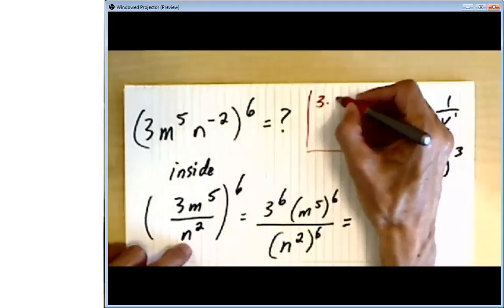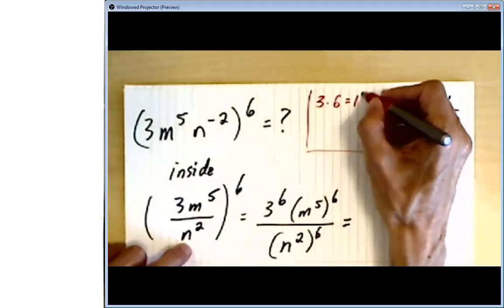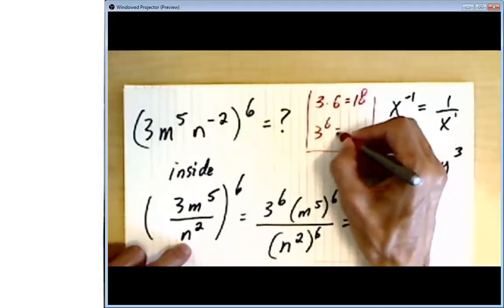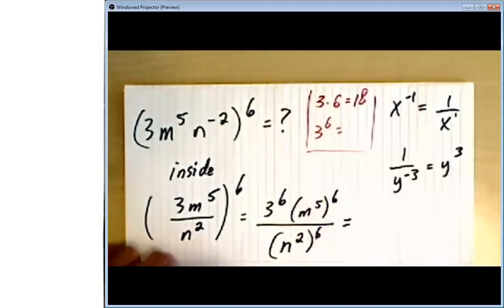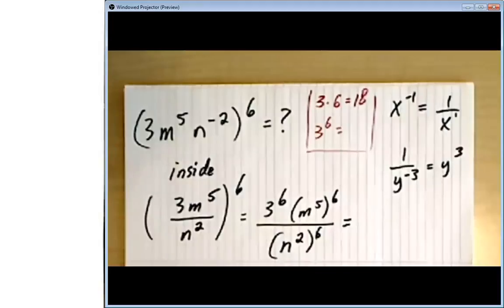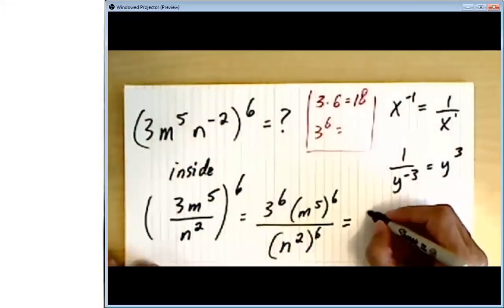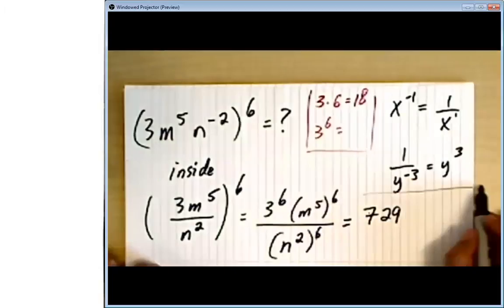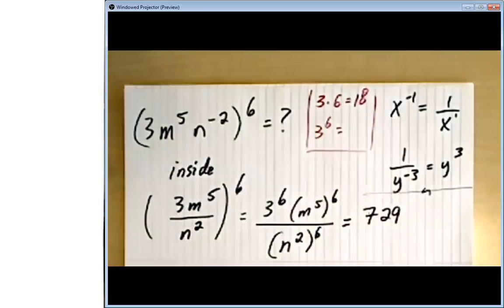3 times 6, that's 18, and the power of 6. Oh, okay. 3 to the power of 6 is, yeah, I don't know, too big for my brain. So, 729. Do we have that number earlier today? Yeah, 729. Funny we did. How about that? Good work. So you just use what you learned.